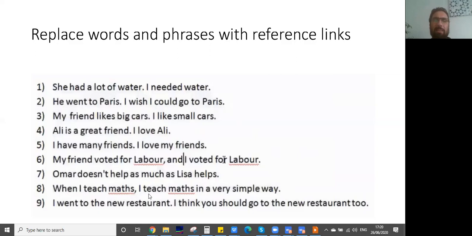When I teach maths in a very simple way. What's something that's repeated and how could we avoid that? Here I have I teach maths and here I have I teach maths. Okay, Salih is saying let's put I teach it in a very simple way. But how could we get rid of all this phrase? Teach maths. Teach maths. How could we change all of that?